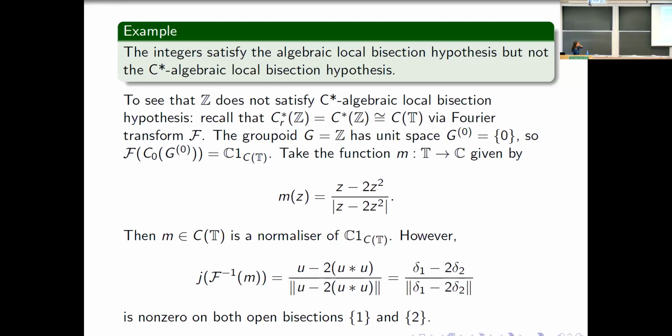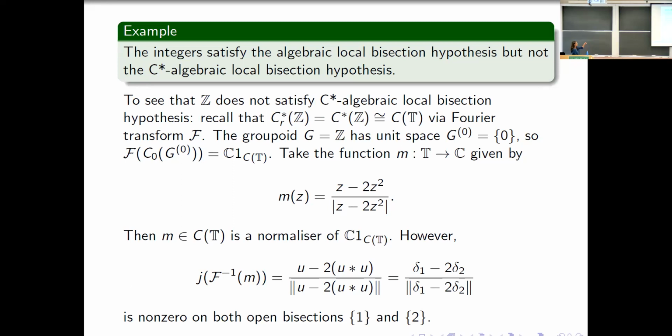To demonstrate that the group of integers doesn't satisfy the C-star version of the local bisection hypothesis is actually not too hard. We all know that if we look at the reduced group C-star algebra, this is basically just the continuous functions defined on the unit circle T, via the Fourier transform.